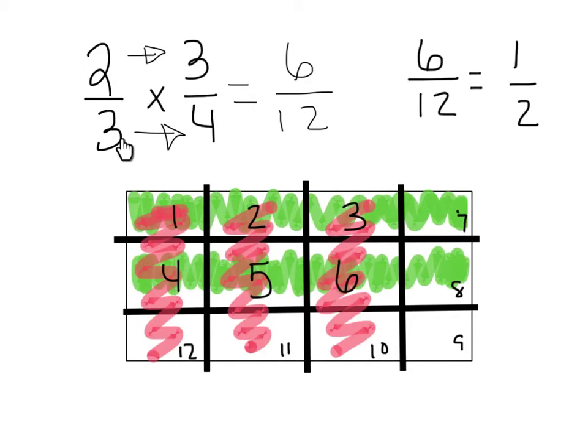Then I made columns. I have 4 columns representing my denominator 4, and I shaded in those in red, 3 to represent the numerator. I counted the number of overlapping shades to give me my new numerator, and I counted the remaining squares to give me my total number of squares, which was my denominator.